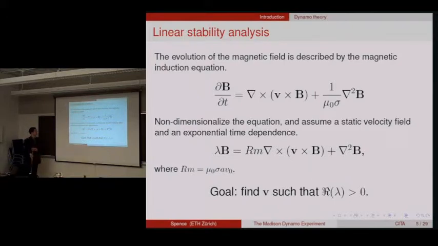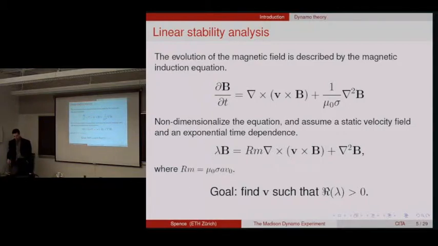Now, if we non-dimensionalize the equation and then assume that our velocity field is static and take an exponential time dependence, we have this equation here, a modified version of the original one. As you can see, the equation has been reduced to a linear eigen equation, where lambda is the growth rate of the magnetic field, and the only two parameters we have are the velocity field, which we have not yet specified, and the magnetic Reynolds number, which is the scaling factor that gives you the ratio of the advective term to the diffusive term.